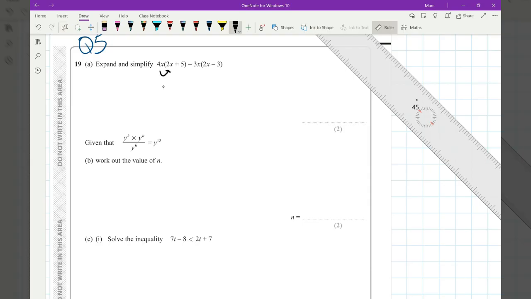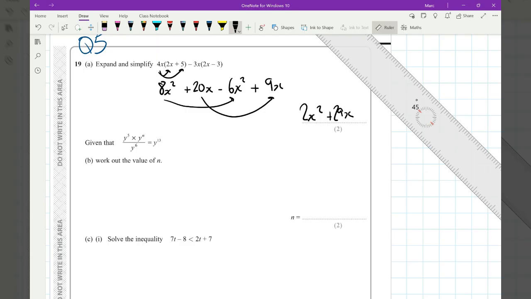4x times by 2x is 8x squared. 4x times by 5 is 20x. Minus 3x times by 2x is minus 6x squared. Minus 3 times minus 3x is plus 9x. Okay, that then gives us these two simplify, 2x squared. These two simplify, plus 29x. Okay.